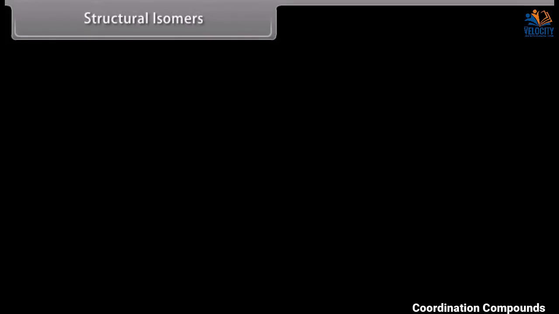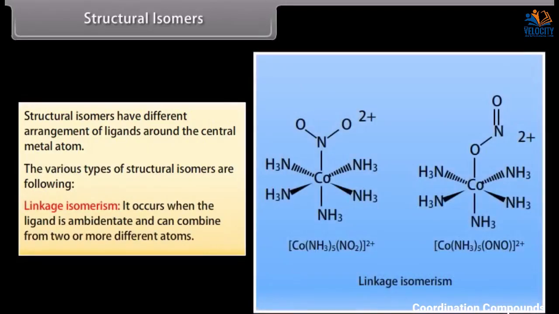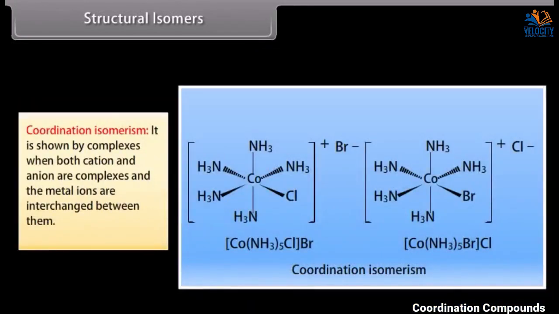Structural isomers. Structural isomers have different arrangement of ligands around the central metal atom. The various types of structural isomers are the following. Linkage isomerism. It occurs when the ligand is ambidentate and can combine from two or more different atoms. Coordination isomerism. It is shown by complexes when both cation and anion are complexes and the metal ions are interchanged between them.